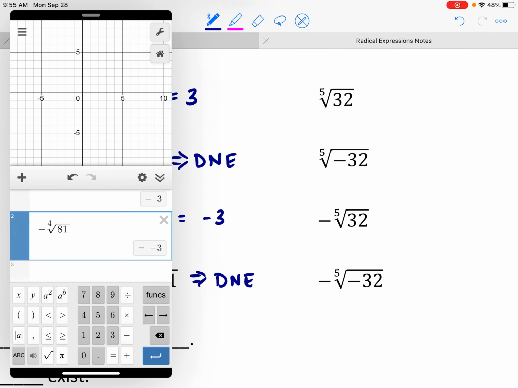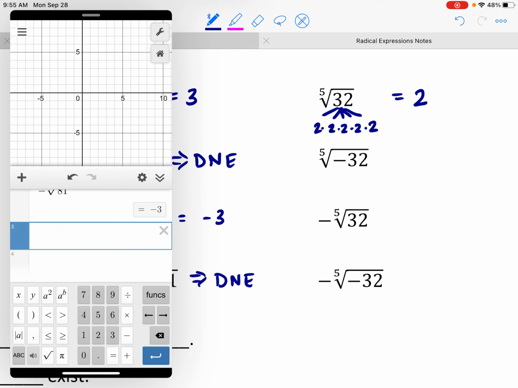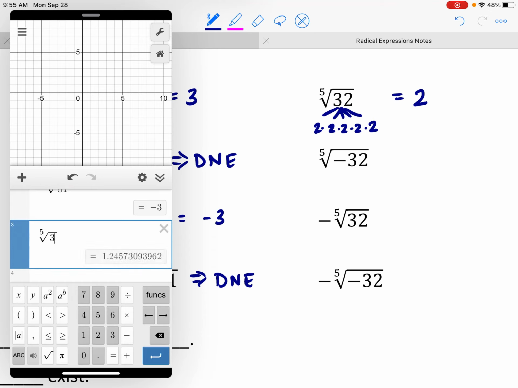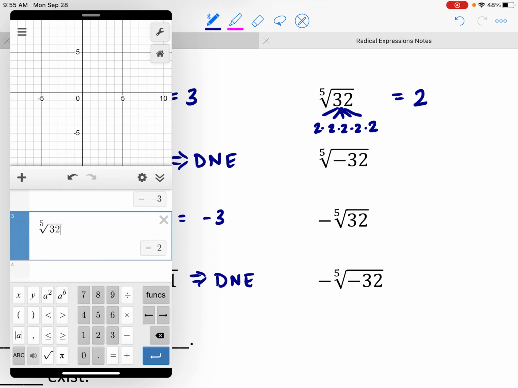Okay, how about 5th root of 32? Do we know this one? What are we going to multiply by itself 5 times to get to 32? Well, 2 times 2 is 4, times another 2 is 8, times another 2 is 16, times another 2 is going to get us that 32. So the 5th root of 32 is 2. And again, if you aren't sure, let's just put it in here. What is the 5th root of 32? It's 2. Okay? 5th root of negative 32?